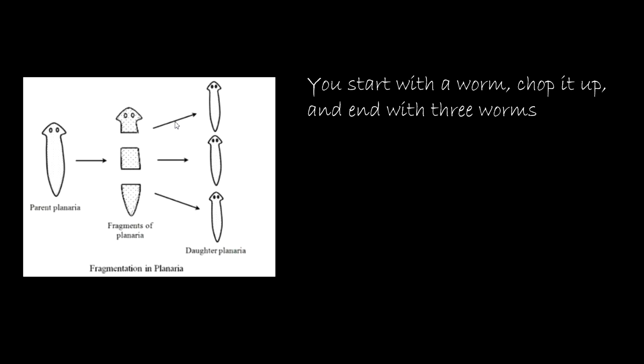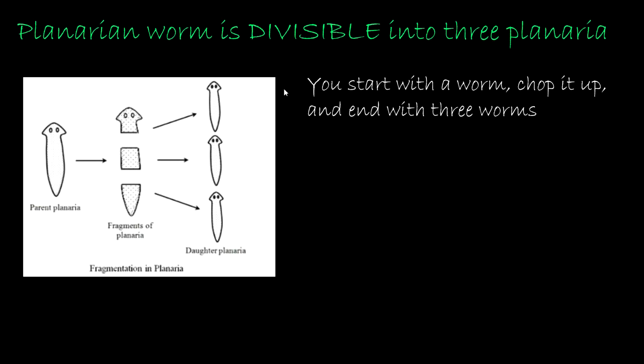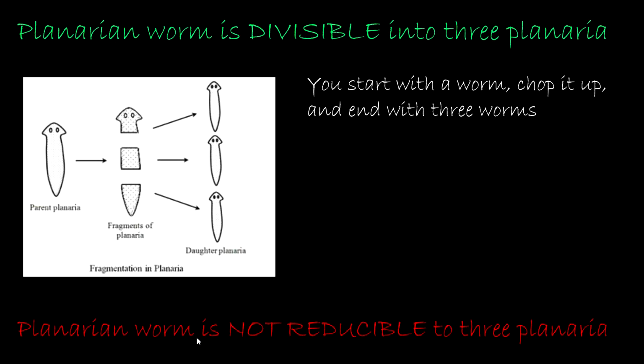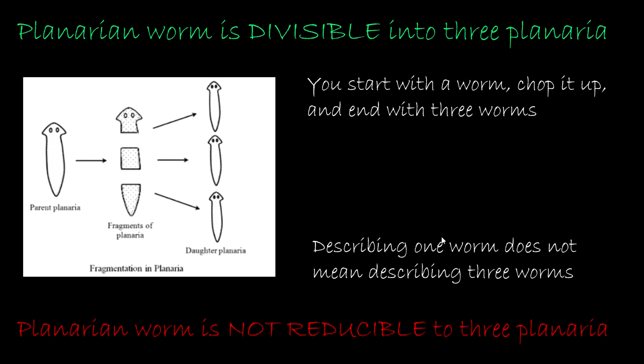Consider a planarian worm. You start with a single worm, you cut it up into three pieces, you wait a little bit, and you end up with three worms. The planarian worm is able to regrow not only its limbs, but the head, the eyes, everything. Therefore, the planarian worm is divisible into three worms. However, the planarian worm is not reducible to three worms. If I'm describing one worm, I'm not describing three worms. One worm is not secretly made of three worms. So a planarian worm is divisible into three worms, but not reducible to three worms.